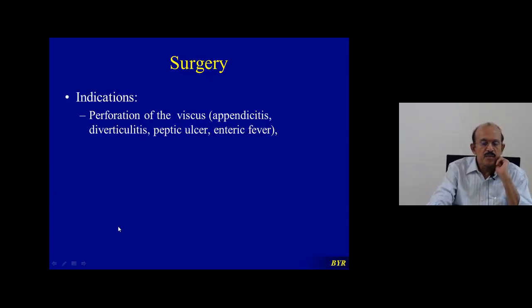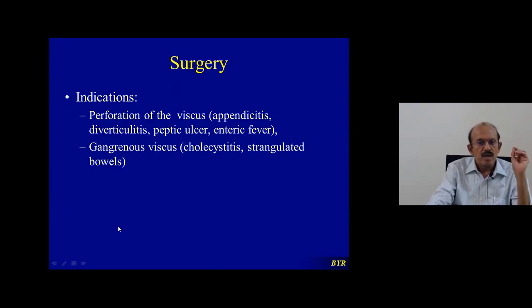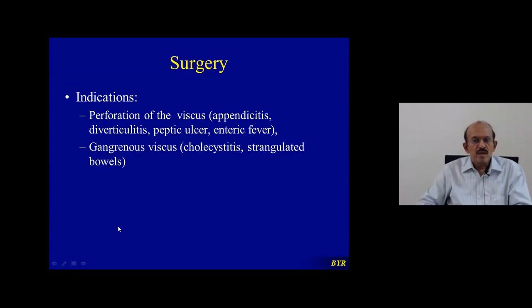Indications for surgery: any history of perforation. That means if you do X-ray abdomen, there is perforation, pneumoperitoneum. Yes, surgery has to be done as early as possible after resuscitating the patient. Gangrenous viscus. How do you say gangrene? How do you say a gallbladder became gangrenous or bowels have become gangrenous? What signs help you to diagnose gangrene?